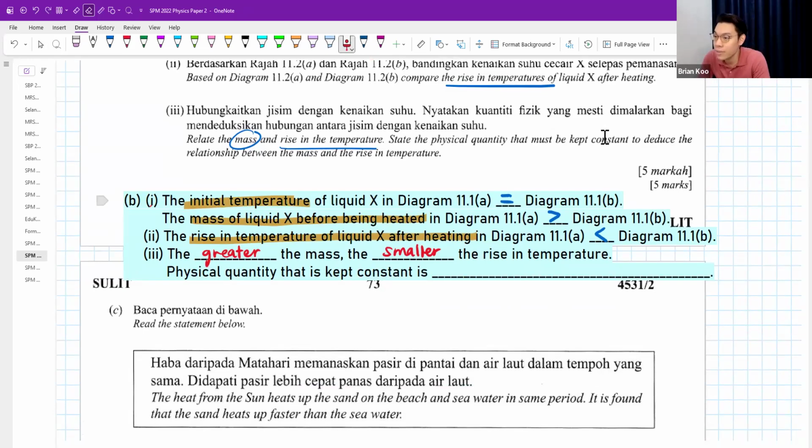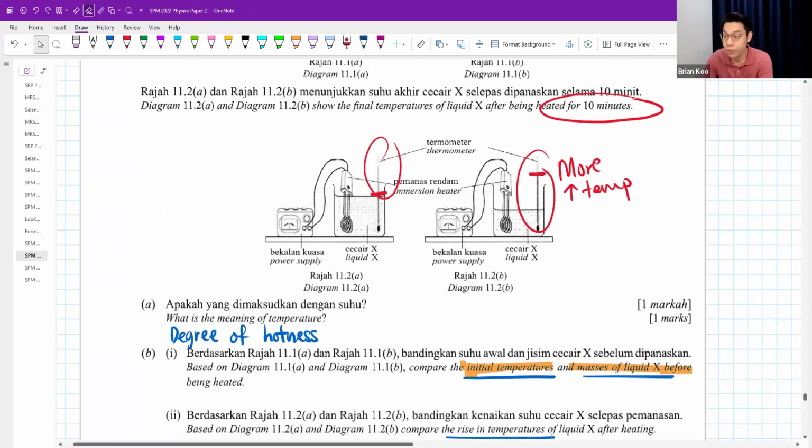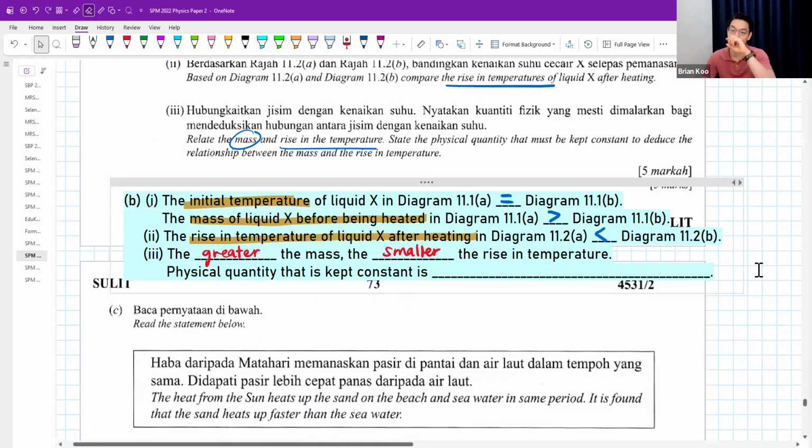Oh yeah, I noticed a mistake. This is supposed to be diagram 11.2a, diagram 11.2b. This is after heating. Okay, in the second point. In the third point, sorry.